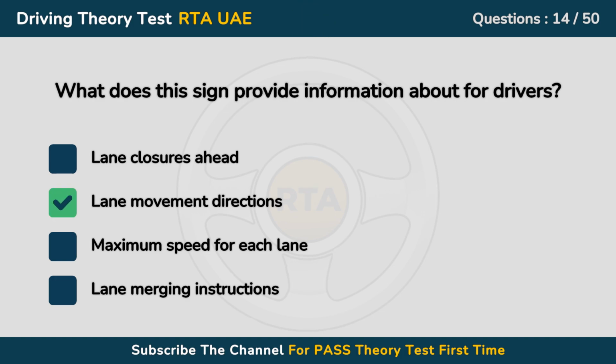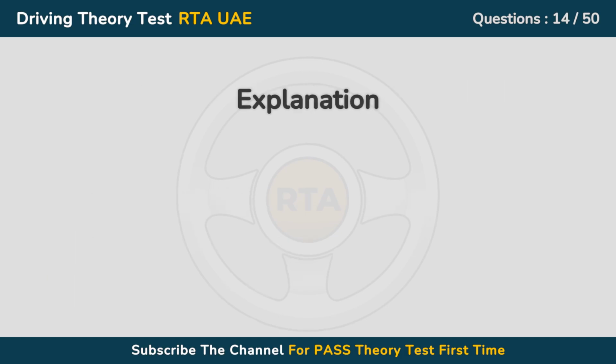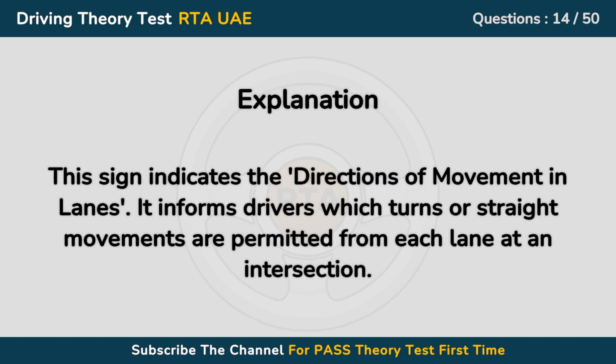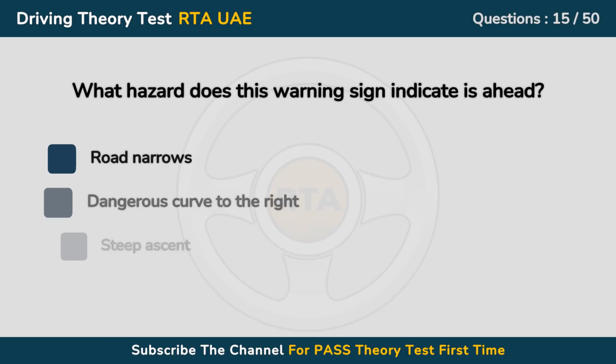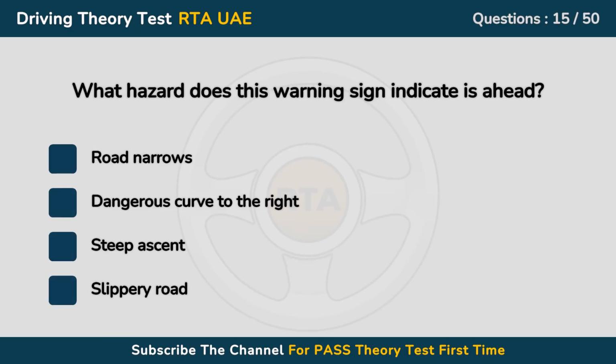Answer is B. Lane movement directions. This sign indicates the direction of movement in lanes. It informs drivers which turns or straight movements are permitted from each lane at an intersection. Question 15. What hazard does this warning sign indicate is ahead?